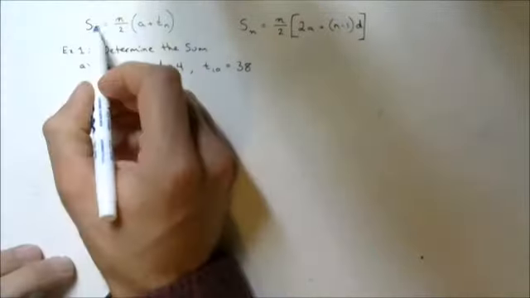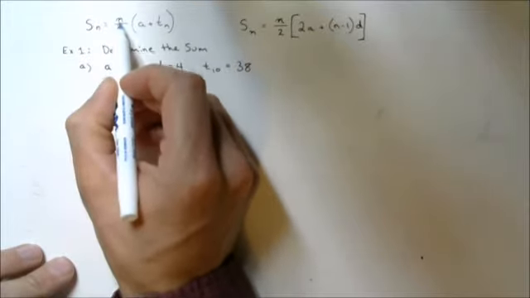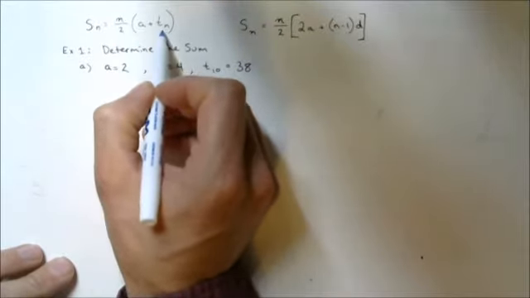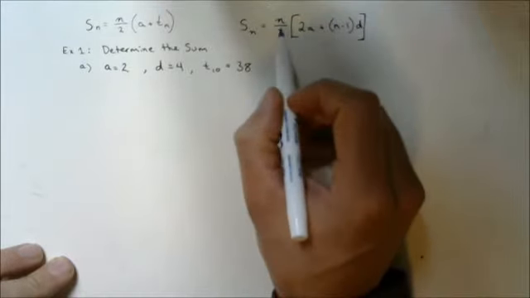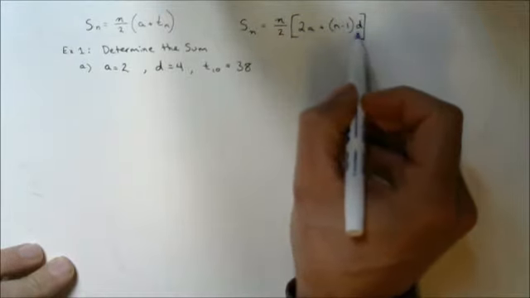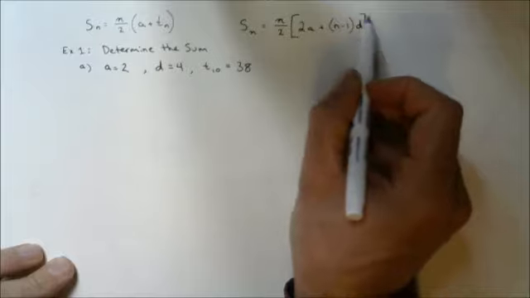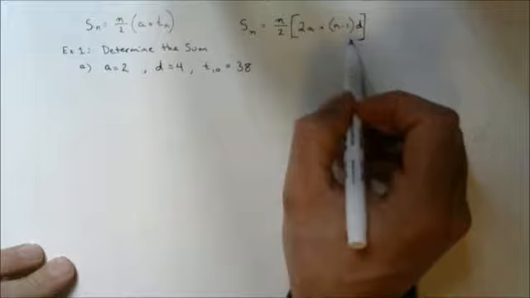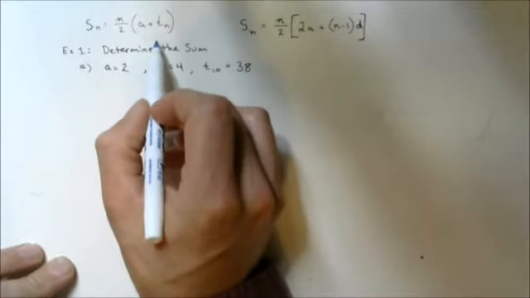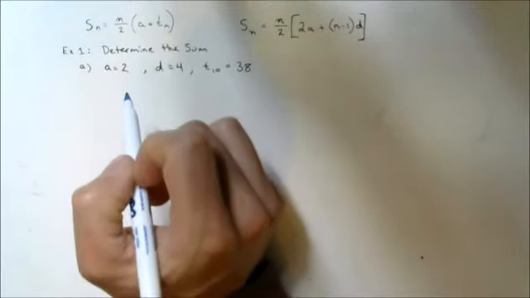In example 1, we're asked to determine the sum. So we have our two formulas. We'll just run through them quickly. I can determine the sum if I know n, the first term, and the last term. Or if I don't know the last term, I can still do it using n, the first term, and the common difference. So in this formula, I need the common difference. I can do it without knowing the last term. In this formula, I don't need the common difference, but I do need the last term.